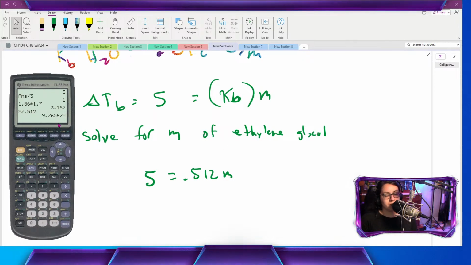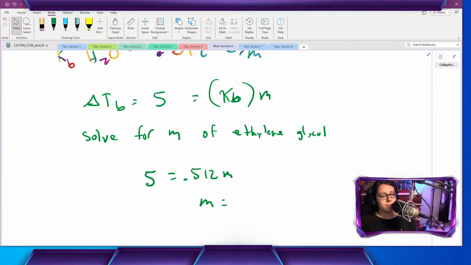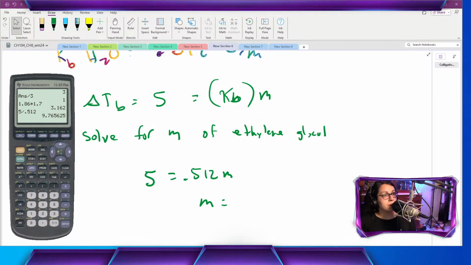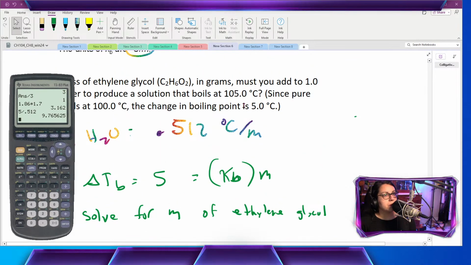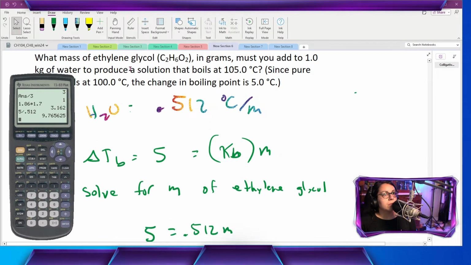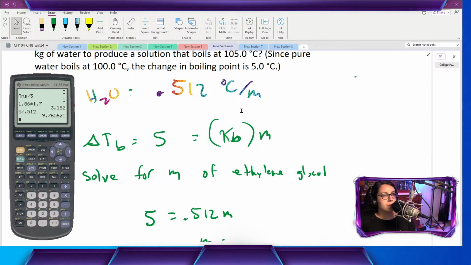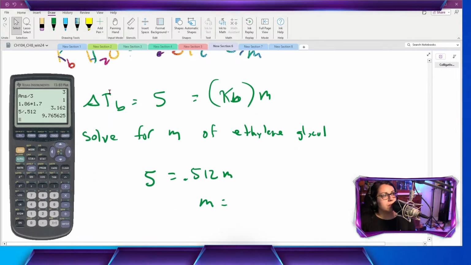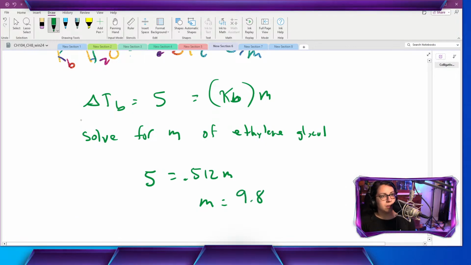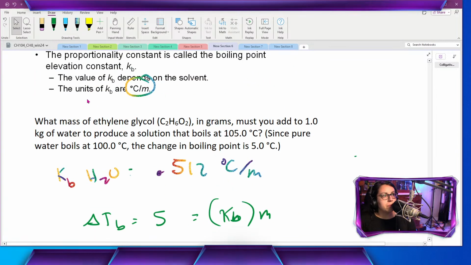So now I get a molality. Oh, let me read that one more time. 9, and let me keep in mind we have 2 sig figs. So 9.8 molal solution of ethylene glycol. Now the problem is it asks for mass.